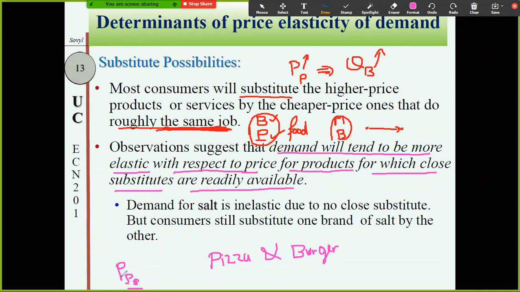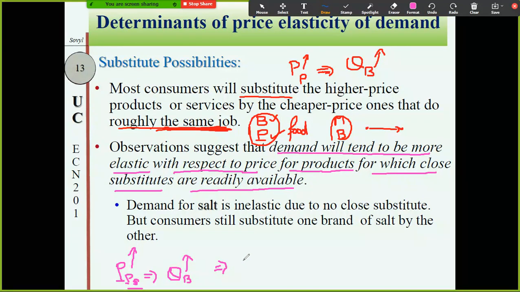So when the price of pizza goes up, more expensive, people will buy more burger. In this point, it mentioned that people will buy more burger. The question we ask buyers is: can this buyer find burger easily to substitute, or as a close substitute for pizza?